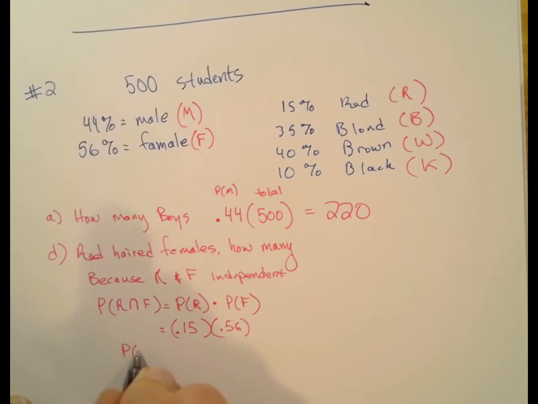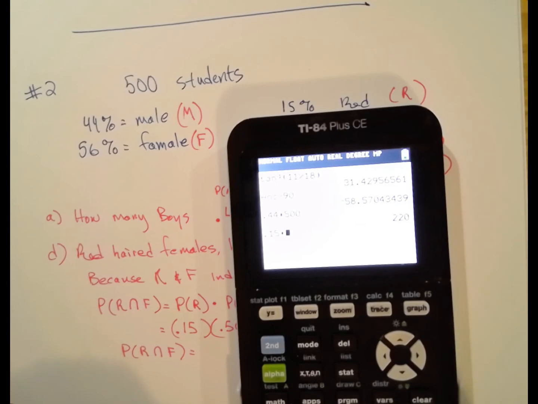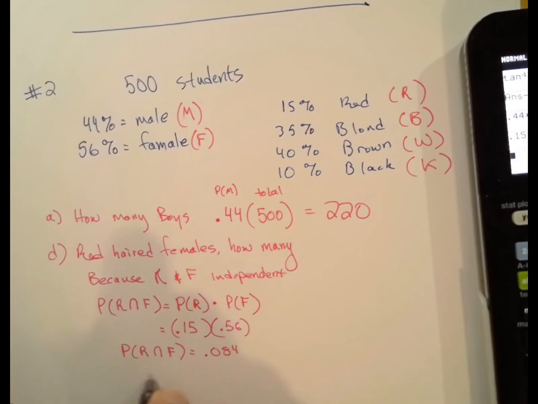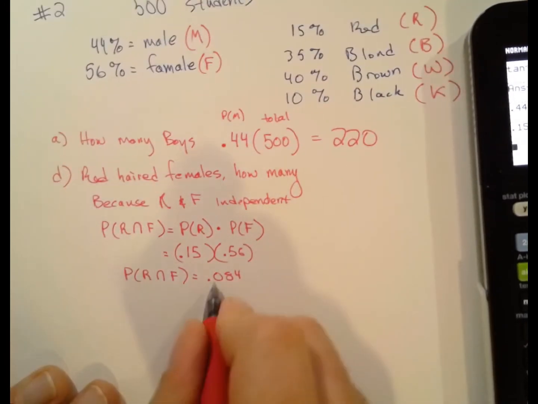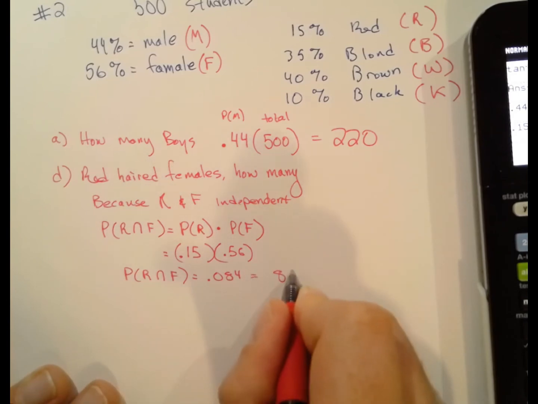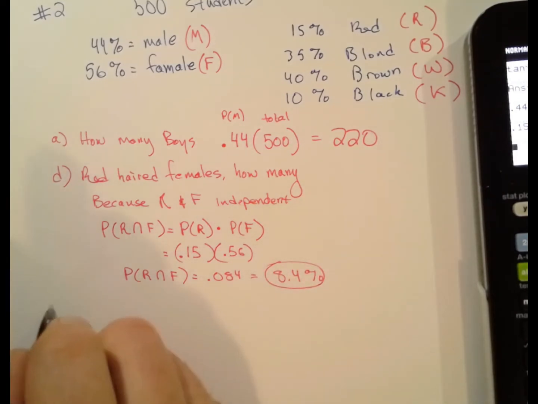So the probability of getting red and female is 0.15 times 0.56, which is 0.084. So that represents, if we move the decimal 2 places over, remember the conversion, that is equal to 8.4% chance of getting a redhead and a female. And then part E, take this one step further.